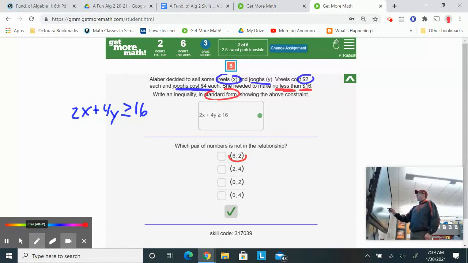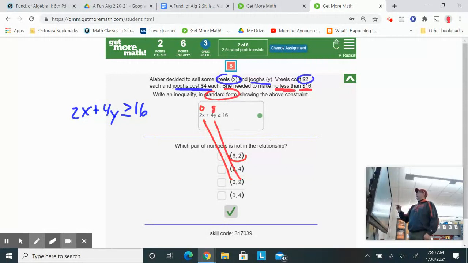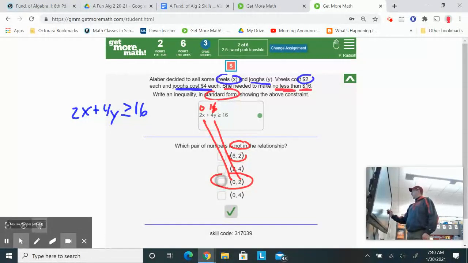2 and a 4. If I put 2 in for x, I get 4. 4 and for y, I get 16. Add them up, you get greater than 16. So 0 and 2. If I put a 0 in for x, I get 0. A 2 in for y, I get 8. Add them together, it's not greater than 16, not equal to 16. So that looks like the one. If I use 0, 4, I get a 0 for x times 2 is 0. 4 for y, 4 times 4 is 16. That would make it equal. So the only one that is not in relationship would be this one here.